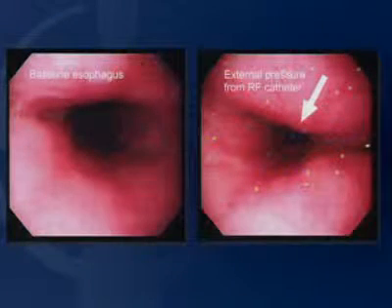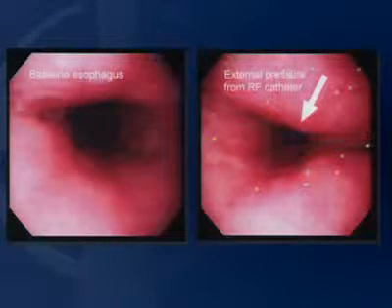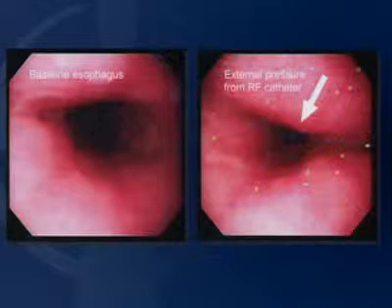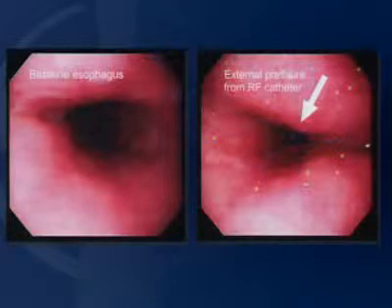And here is an EGD, or upper endoscopy, that was performed while someone was being ablated. On the left, you can see what the esophagus normally looks like. On the right, you can see the external pressure from the radiofrequency ablation catheter compressing the esophagus. It's important that you know this complication we have seen, called an atrial esophageal fistula. It can happen, but the incidence is very, very low.